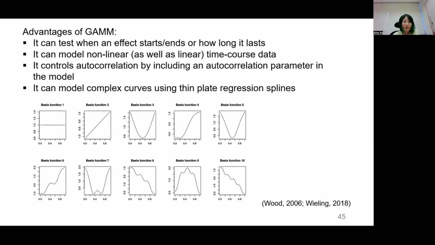So autocorrelation is modeled in GAM, and it can model complex curves using what are called thin plate regression splines. For example, this one is like the linear polynomial we looked at in the growth curve analysis, right? And this one is like a quadratic one, and this looks like a cubic one. But the GAM has much more functions to model the time course difference. So it's good at modeling relatively complex change, complex time course effects.